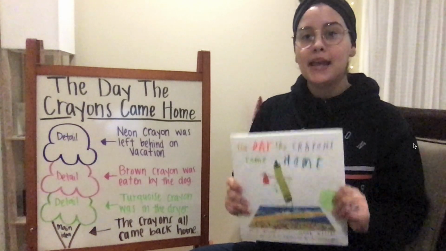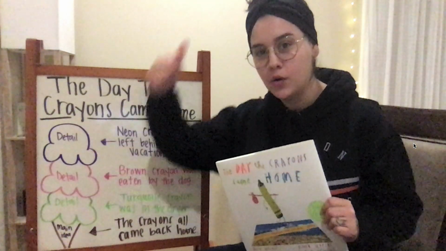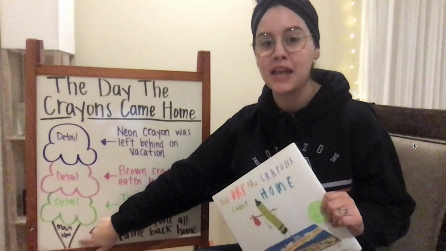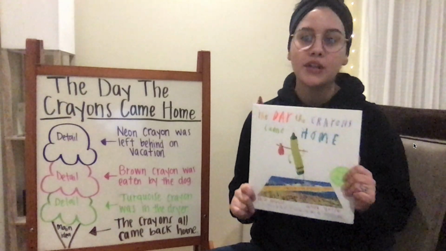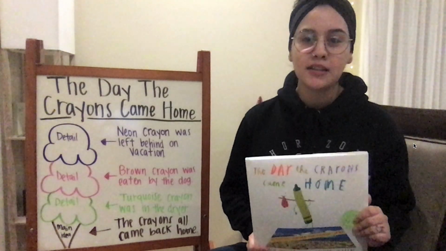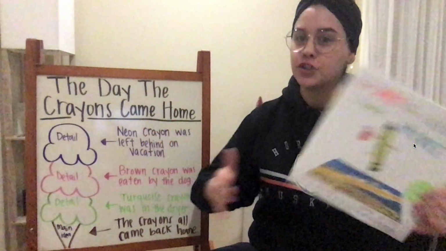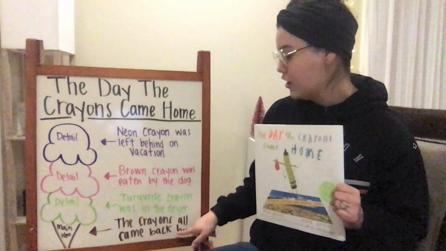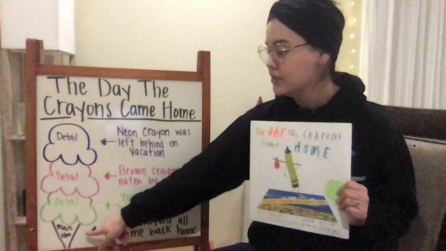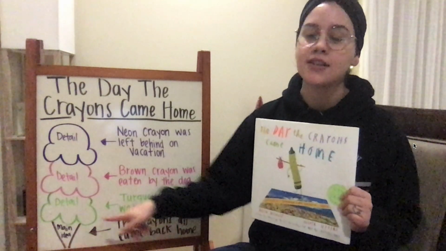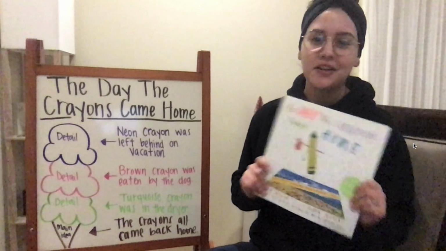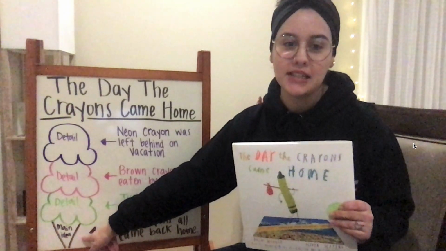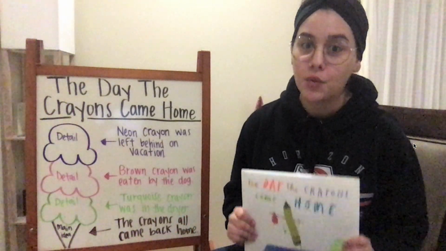So remember that main idea, my ice cream cone, when I had this flipped over to the other side, right? The ice cream cone, the main idea is what this story is about. So what happened in this story? What was the big picture? What was this story about? I wrote that the crayons all came back home. That was my main idea. My crayons all came back home because they had all gone on vacation and all quit their jobs. And so the main idea was that the crayons all came back home.